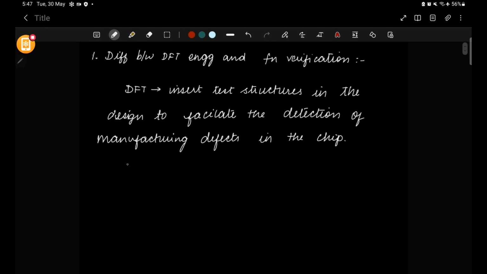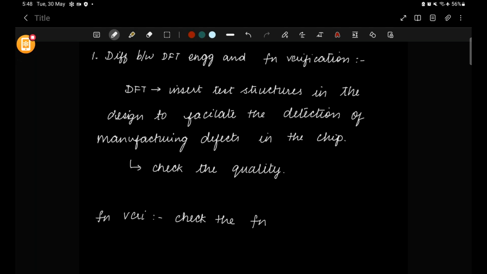So DFT engineers actually check the quality, whereas a functional verification engineer checks the functionality. Quality means whether our circuit is free of bugs or not. Functional verification means they check the functionality.